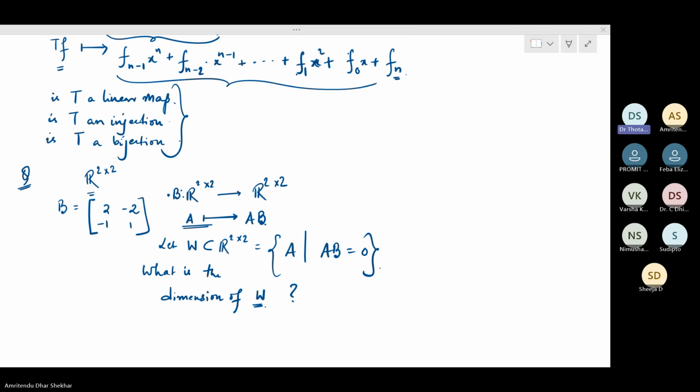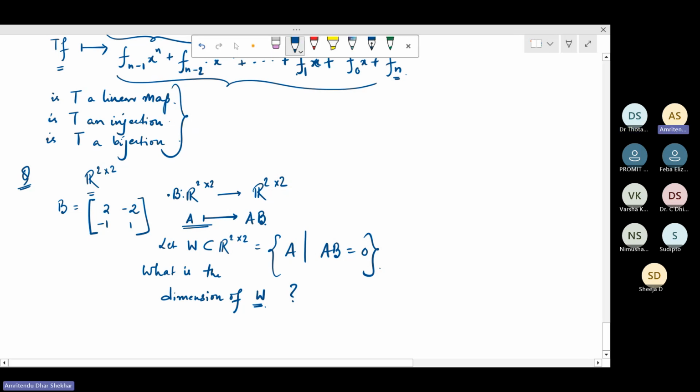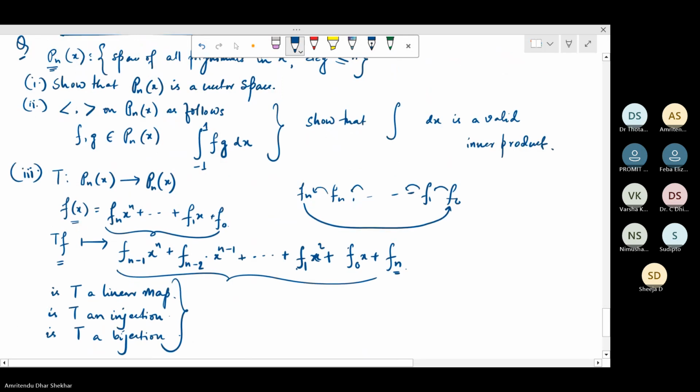Sir, in the third question on the linear transformation. Third question, this one. Yeah, go ahead. P is a linear transformation from the set of all polynomials of degree less than or equal to 2 to the same polynomial space. You define the linear transformation in this manner. This subpart, the third part? Yes, sir. Yeah, go ahead.